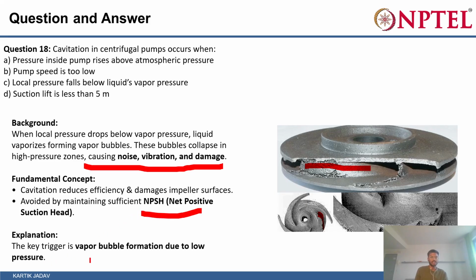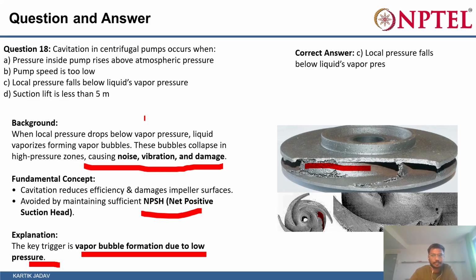So the key trigger is vapor bubble formation due to the lower pressure that is below the vapor pressure of the flowing liquid. That lowering in pressure causes evaporation or bubble formation in the liquid. So correct answer is option C. Local pressure falls below the vapor pressure.